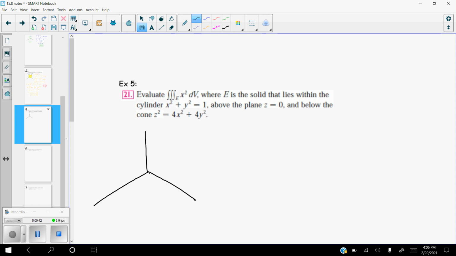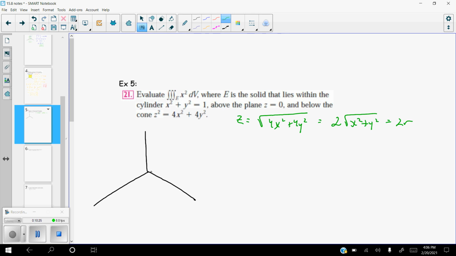Let's solve that for z so we get it in the right form. So that's going to be z equals the square root of 4x squared plus 4y squared. I don't need the plus or minus because it does say above the plane z equals 0, so we're only talking about the top half of the cone. All right, so let's see, what is that going to be? I can factor the 4 out, which is going to give me a 2 on the outside. So that's 2 times the square root of x squared plus y squared. In polar, however, x squared plus y squared is r squared. So really that gives me 2r.